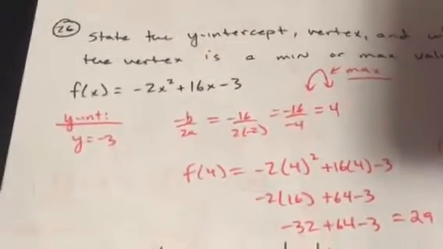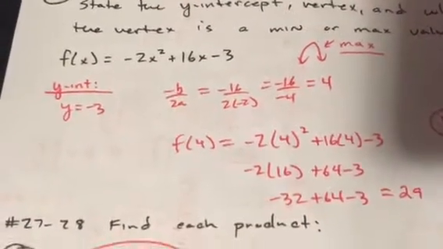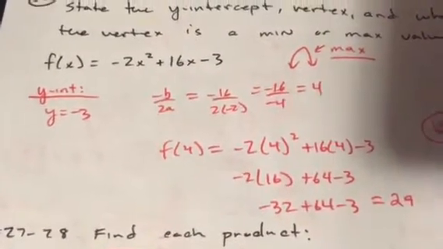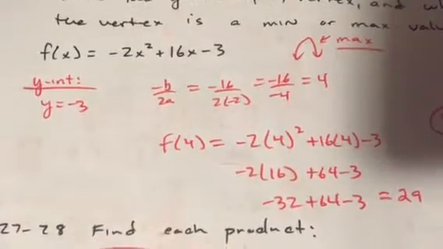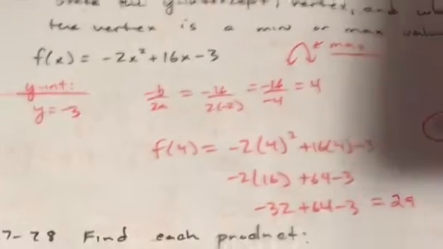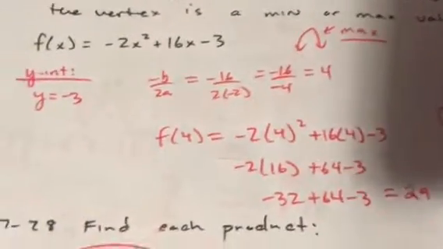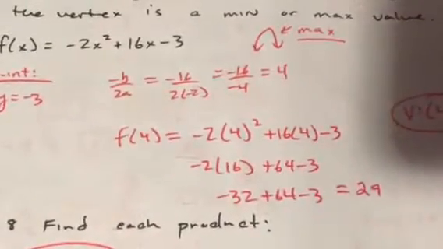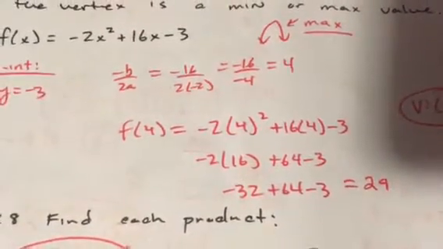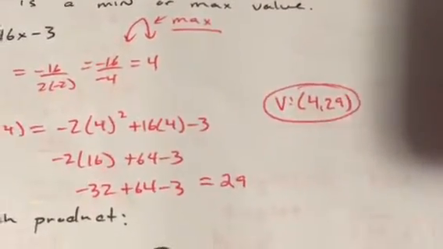To find the vertex, it's negative b over 2a. Remember, I would give you the quadratic formula, which has negative b over 2a in it. All right, so if b is 16, negative b is negative 16 over 2 times a, 2 times negative 2. Negative 16 over negative 4 is a positive 4. You're going to plug that 4 in for x. That's how we get f of 4 right there. You can type that in as you see it. You get 29. That's why our vertex is 4, 29.